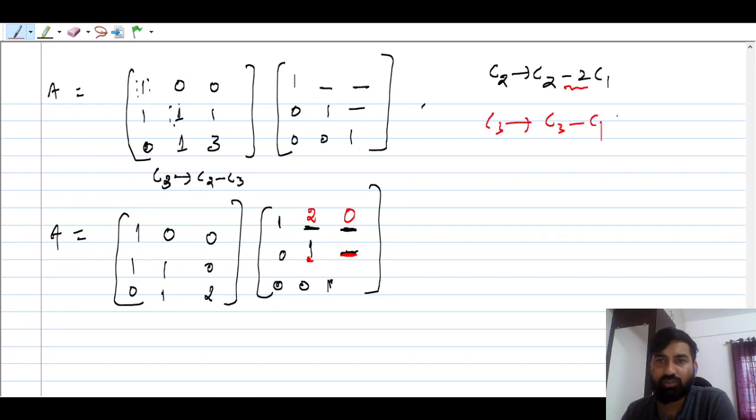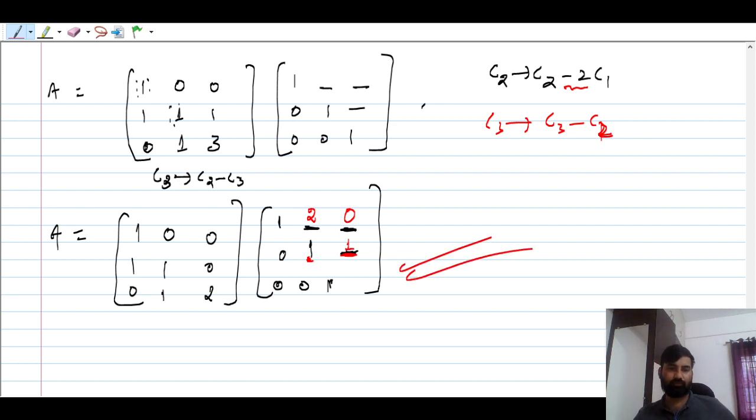C3 minus C2. So you are applying a column operation on C3 with respect to C2. Okay, so what is that coefficient? This is nothing but 1. यह आंसर है. देखो कितना फास्ट आप आंसर कर सकते हो, राइट? How fast you can answer the question.